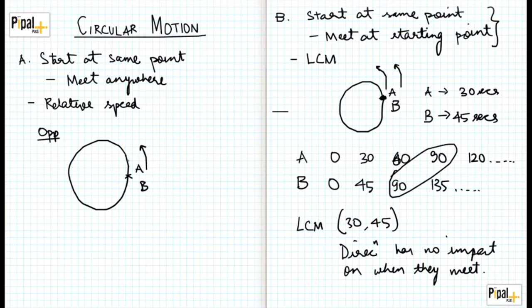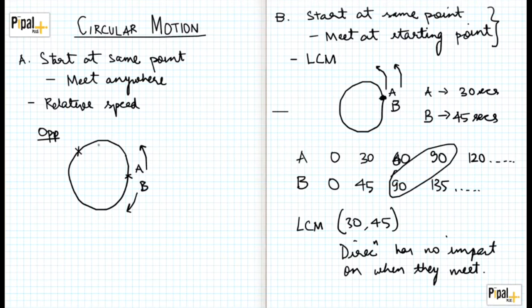So A moves counterclockwise and B moves clockwise, and depending on their respective speeds, they end up meeting at this point. I've drawn another cross here. So at a certain point in time, they have both met here.